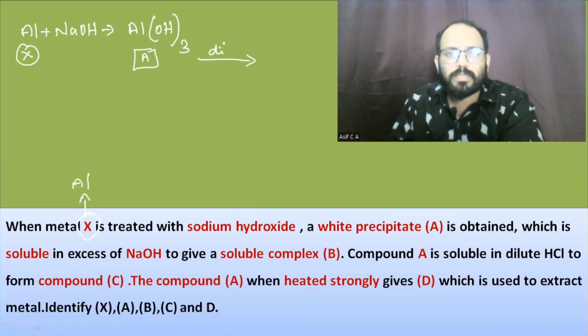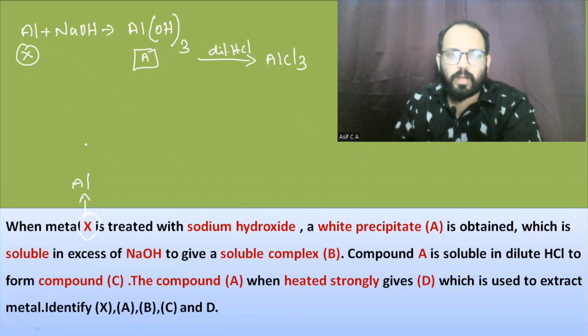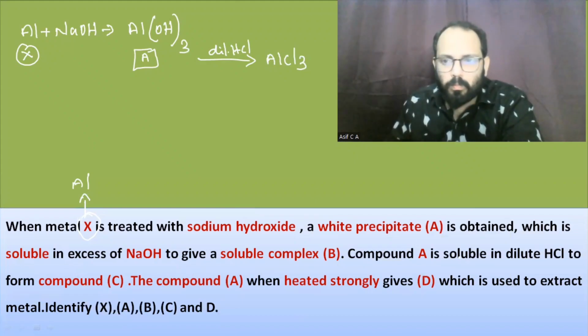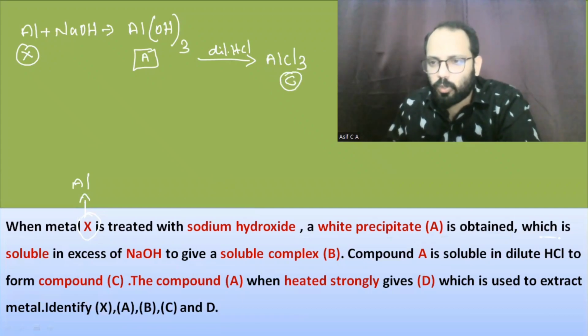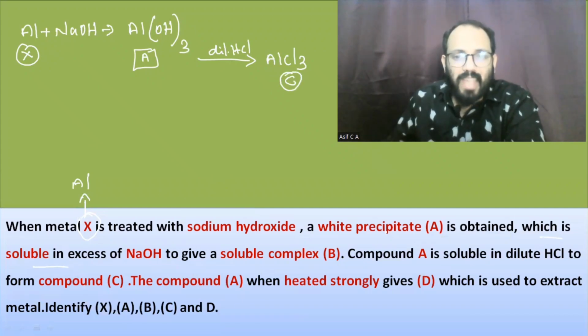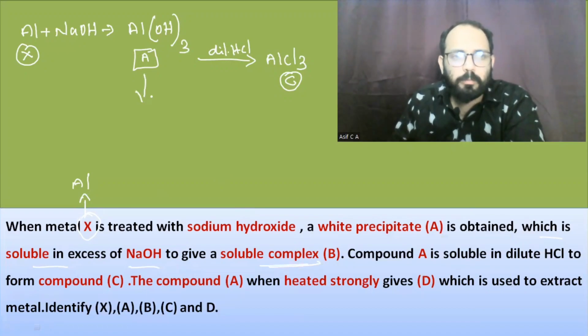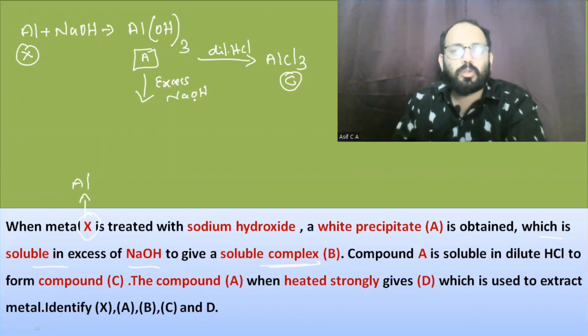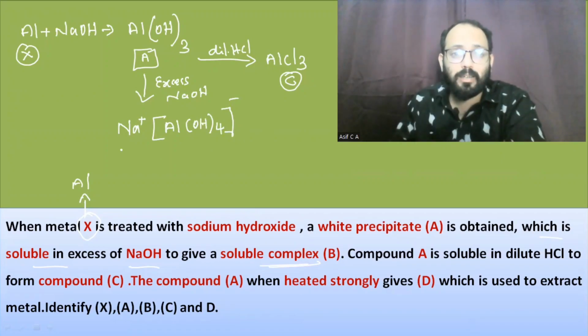When I add dilute HCl to A, we saw that reaction, right? So you will be getting AlCl3. A is soluble in dilute HCl to form compound C. Compound C is AlCl3. But here I missed one line: this A is soluble in excess of NaOH to give a soluble complex. So with excess of NaOH, it will give a soluble complex. When aluminum reacts with alkali, it gives a complex. This complex is sodium aluminate. What is the name?